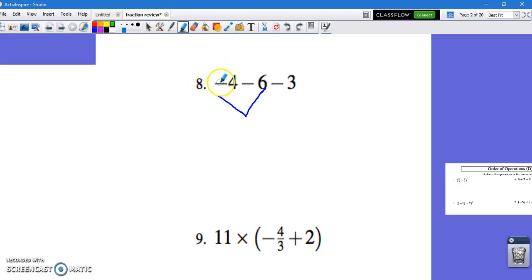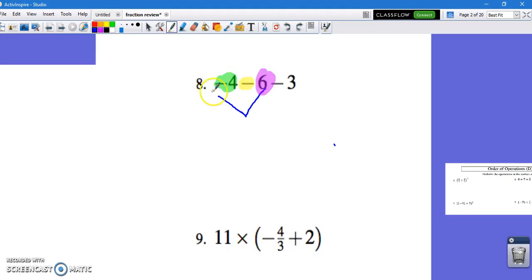okay? A -4 minus a +6. See that? If this was really a -6, the problem would have looked like this: -4 minus -6. But that's not what it looks like. So you have to read it for how you see it, which is -4 minus, no other negative sign, so that must be a +6.